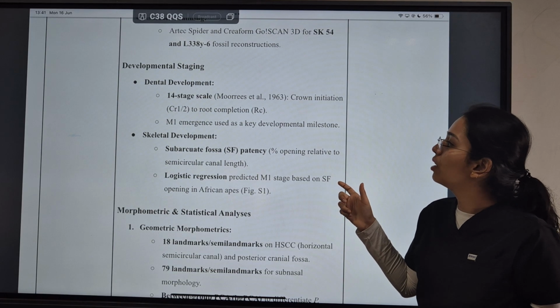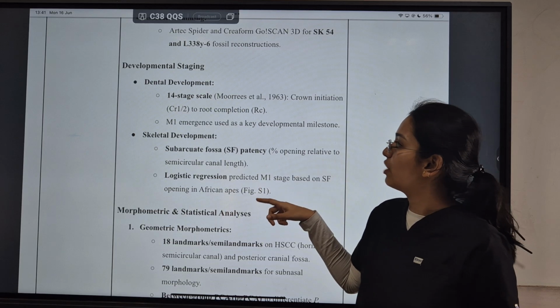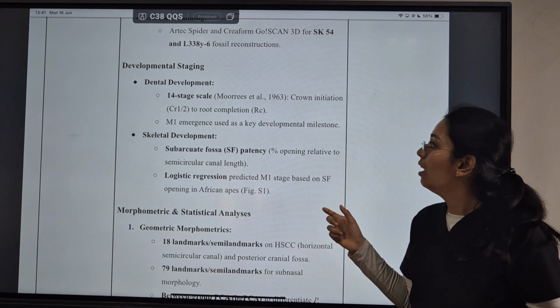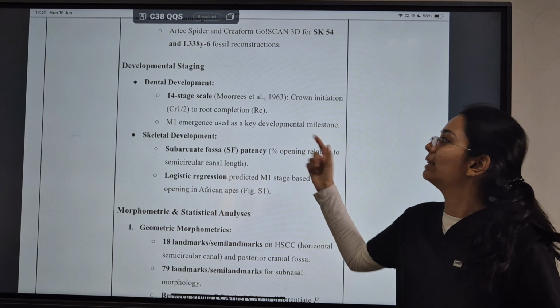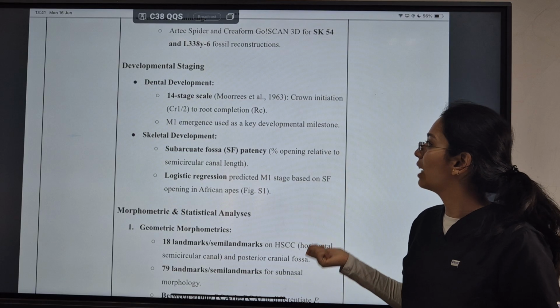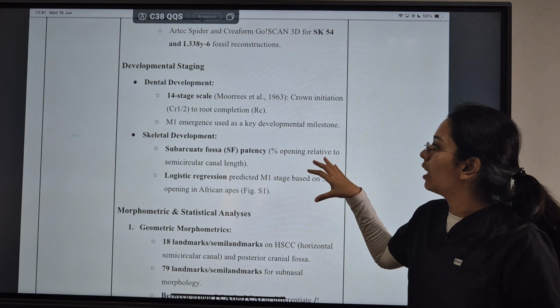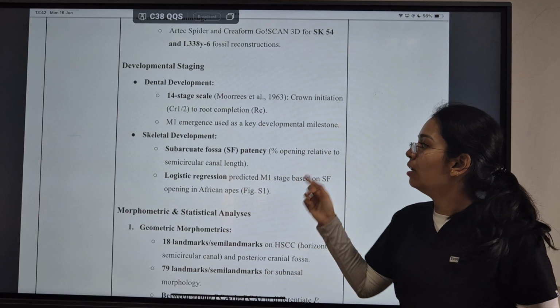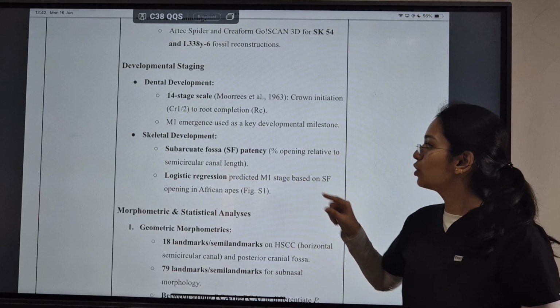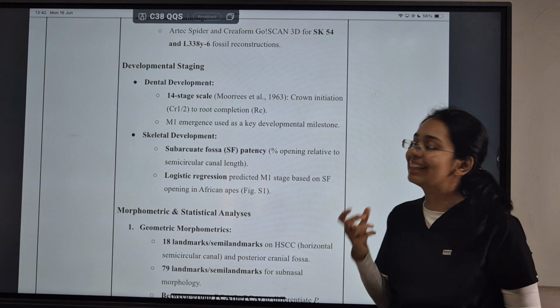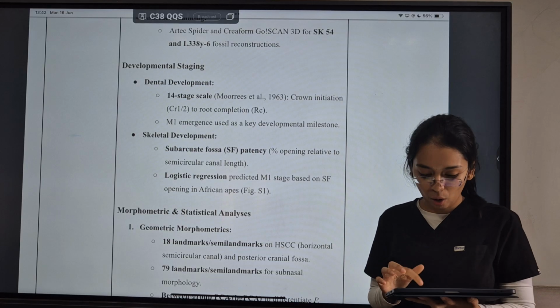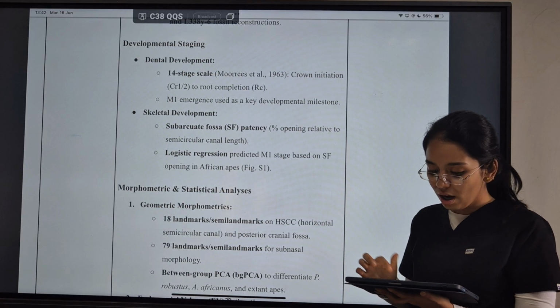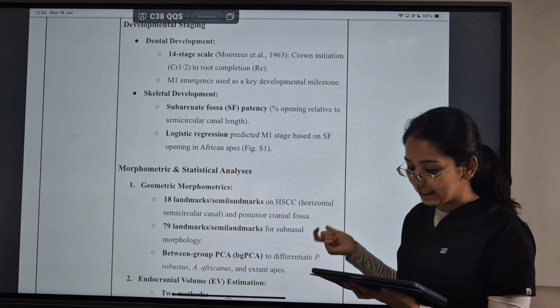Dental development was staged using the 14-stage scale from Moorrees et al.'s study, which was published in 1963. They assessed the crown initiation to completion pattern. The molar emergence was used as a key developmental milestone in all the fossils. Skeletal development patterns were also studied.